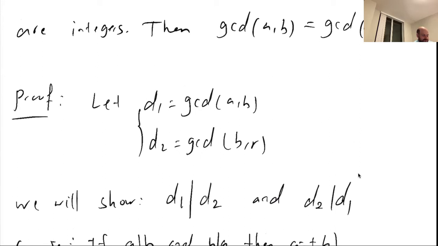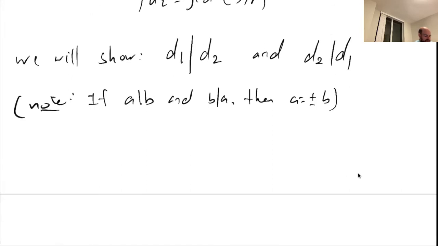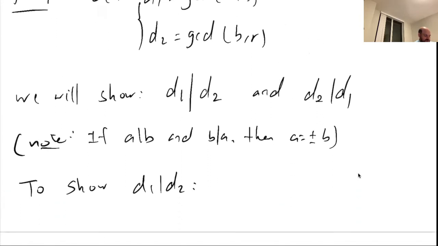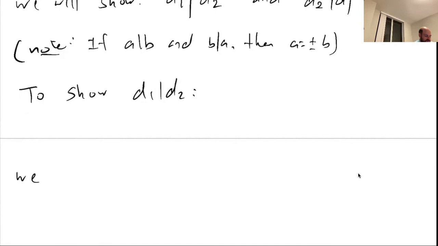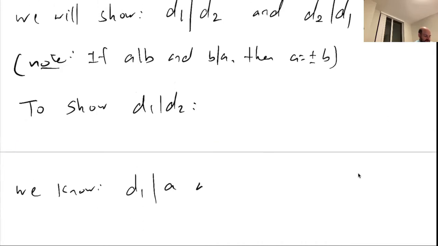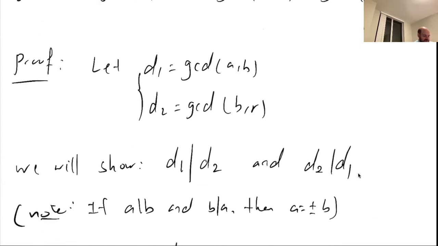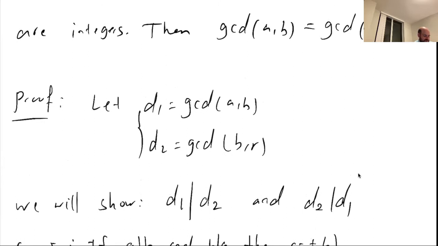We'll show that D1 divides D2 and D2 divides D1. So let's say, to show D1 divides D2, what do I know about D1? We know D1 divides A and D1 divides B, right? D1 is the GCD of A and B, so it divides both of them.